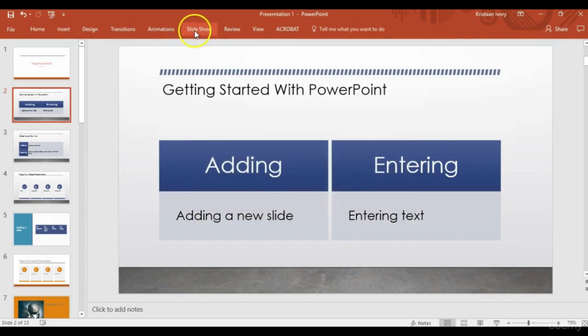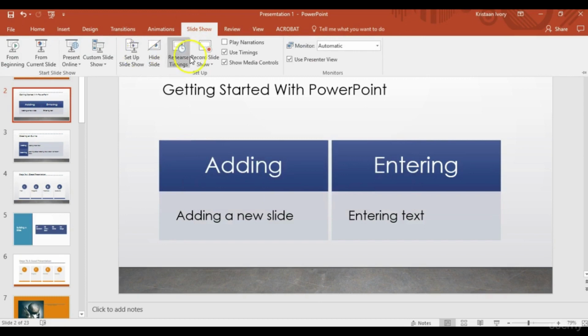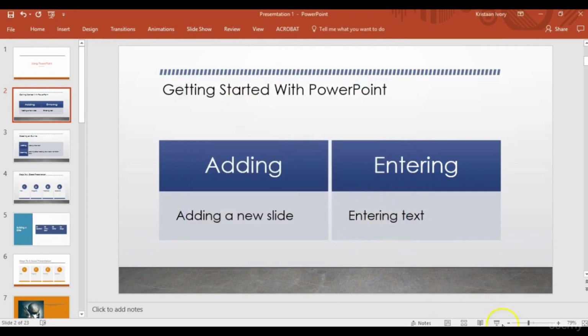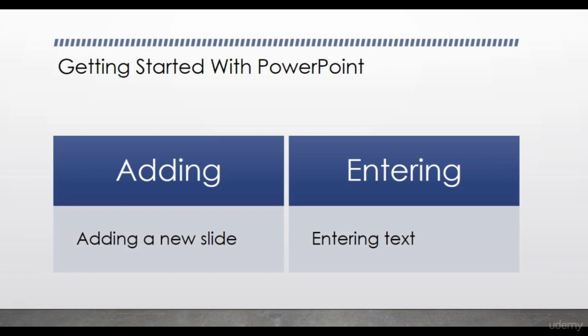So my time was 39 seconds. And then we'll use our timings, and now we can set up a slideshow, and we can loop it continuously until I hit escape. And it uses timings if present, it automatically does that. We'll click OK, and now we'll just go to the presenter view.